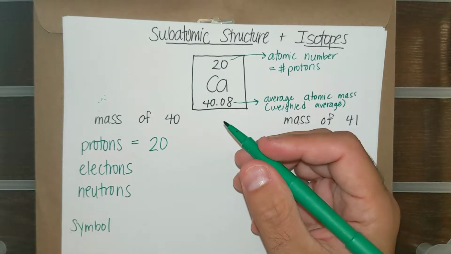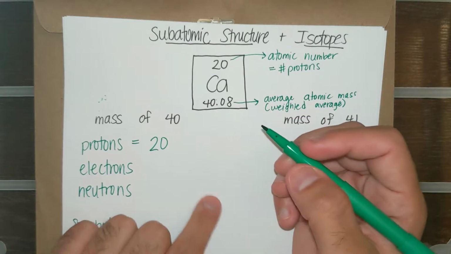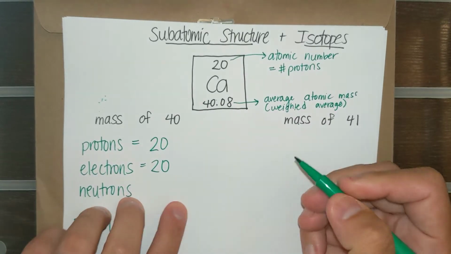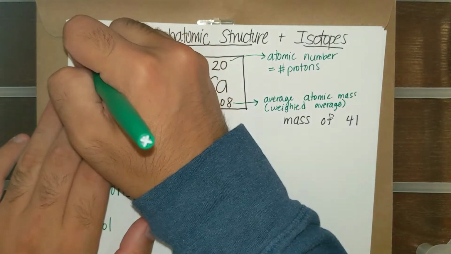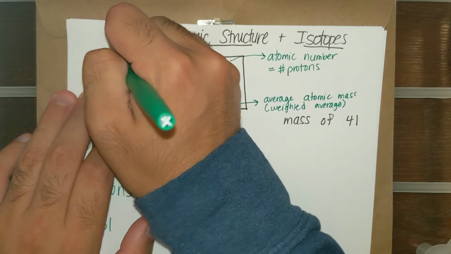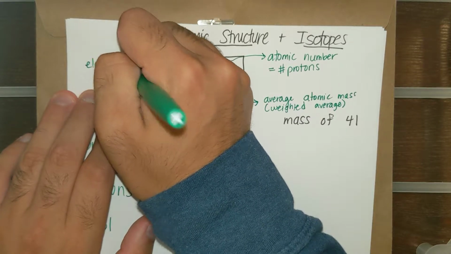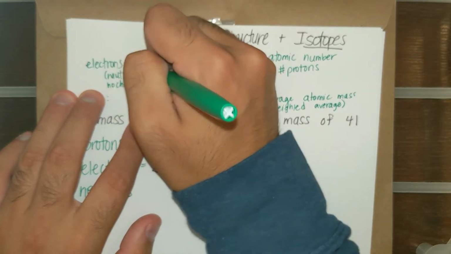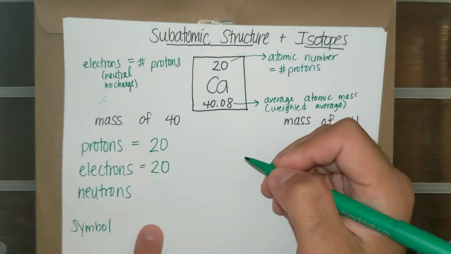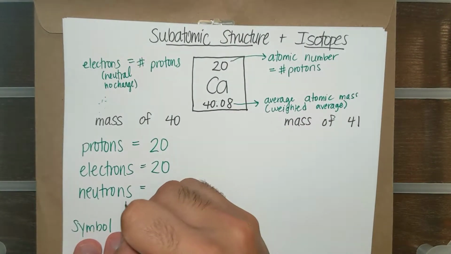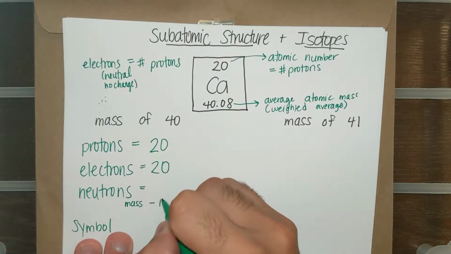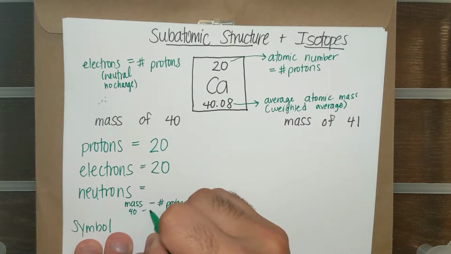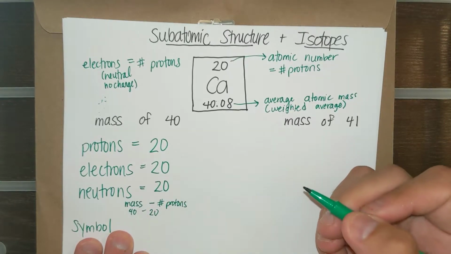It's not charged, it's not saying it gained or lost electrons. The number of protons is going to be equal to the number of electrons. So that's also 20. Just remember, electrons for a neutral atom, neutral meaning no charge, equals the number of protons if there's no charge. And then for neutrons, it's going to be our mass minus the number of protons. So in this case, it'll be 40 minus 20.